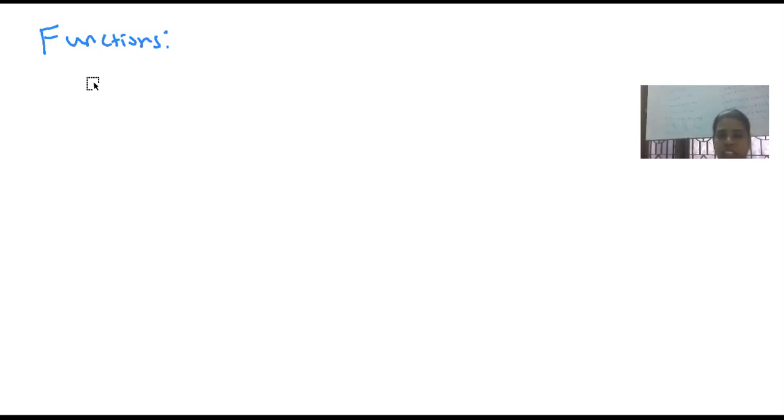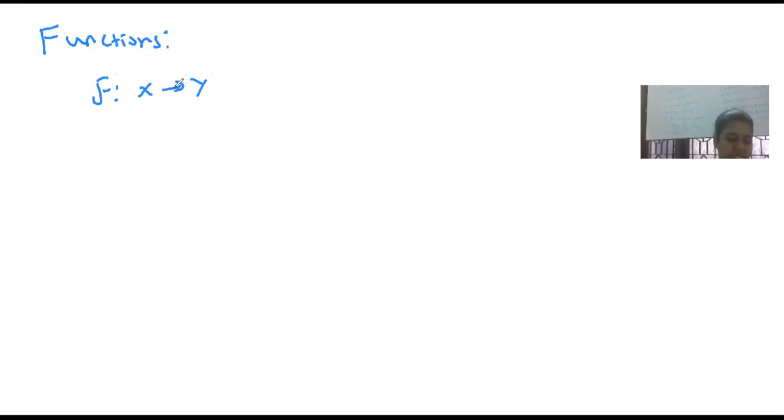உங்களுக்கு எல்லாருக்குமே தெரியும் functionsனா என்ன அப்படின்னு சொல்லிட்டு, பாரு f from x to y. Okay ma, f from x to y is called a function. Then x is called the domain of f, y is called the codomain of f, and range of f is defined as f of x is equal to set of all this.